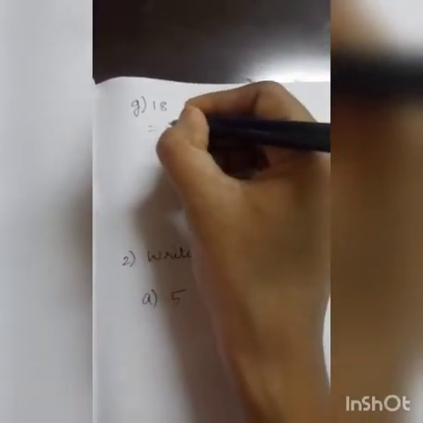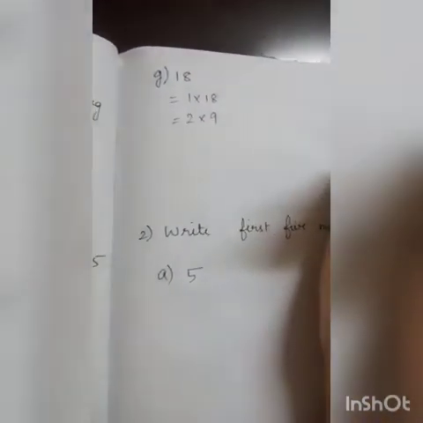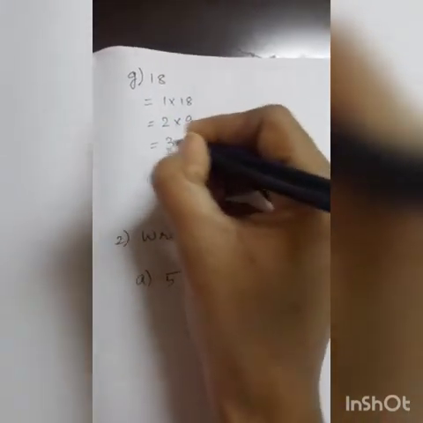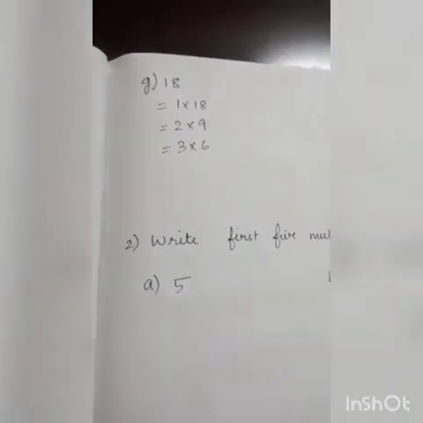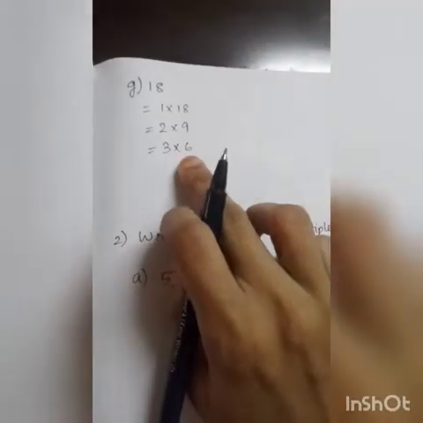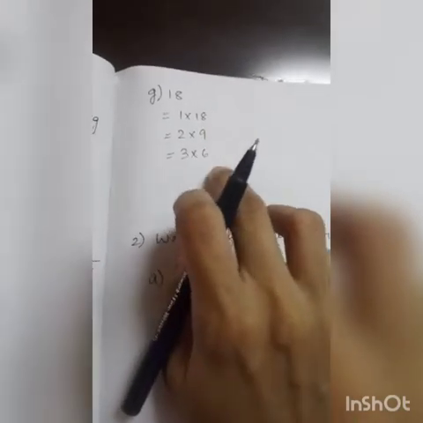How will you write 18? 1 into 18. Next, 2 table: 2 9s are 18. Next, 3rd table: 3 6s are 18. Then 4th table, no. 5th table, no. 6th table, sorry, 6th table is there. 7th table, no. 8th table, no. 9th table, it is there.